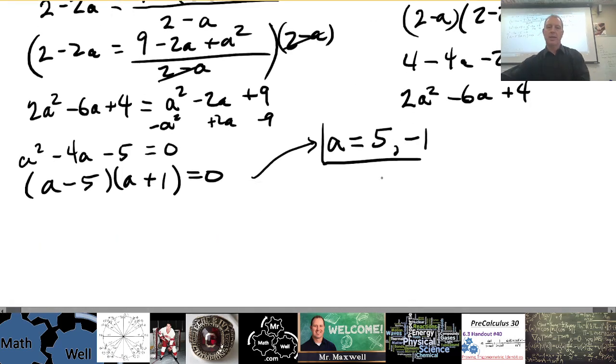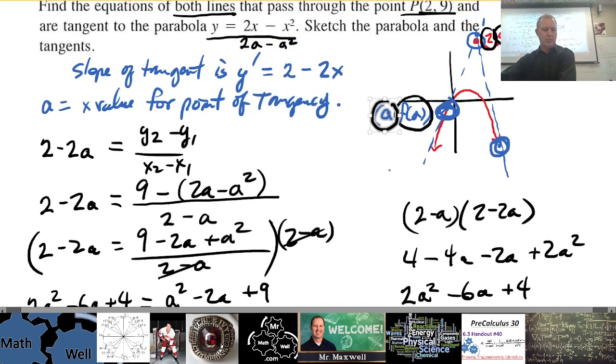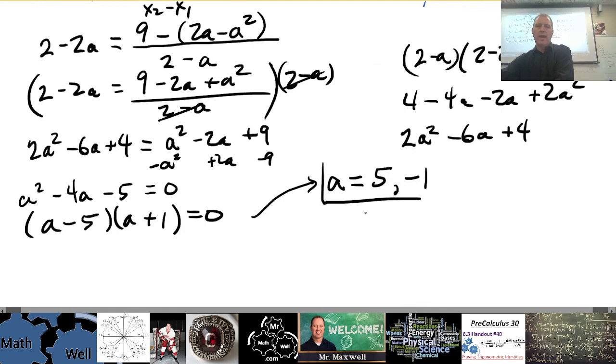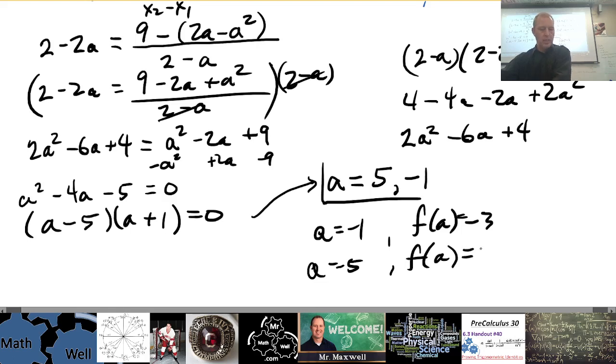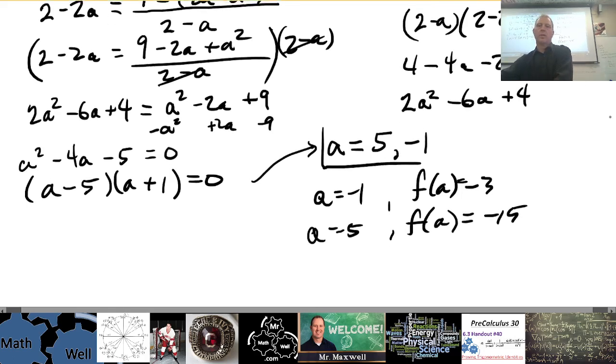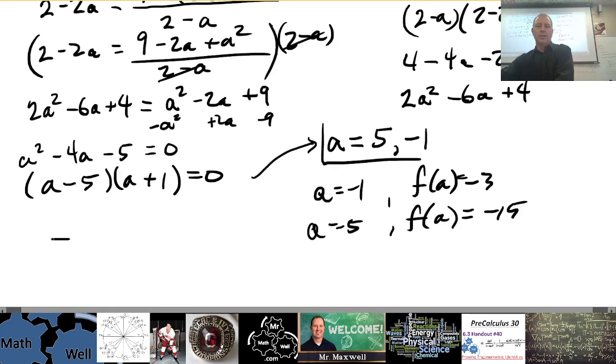Okay? So, if a equals negative 1, what do we get? I'm going to speed this up just a little bit. If a is negative 1, then f of a is going to be negative 3. If a is positive 5, then f of a is going to be negative 15. So we have 2 points. That is negative 1, negative 3, and positive 5, negative 15.